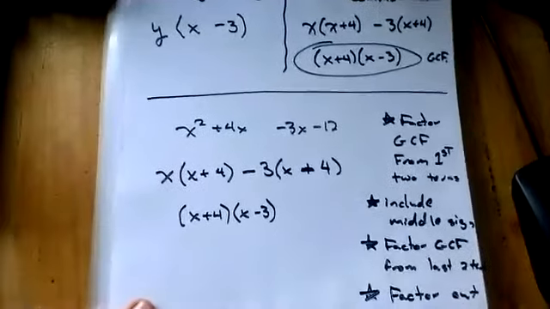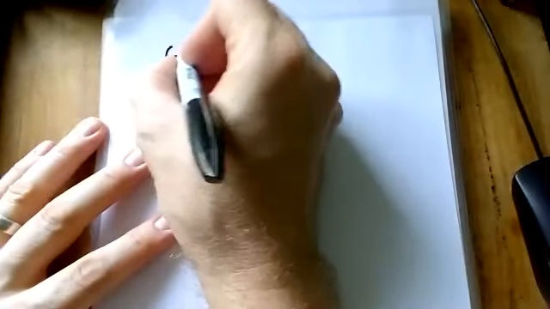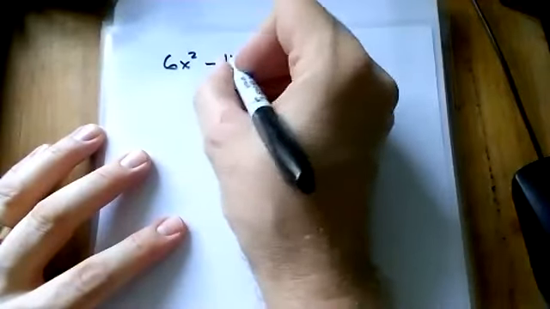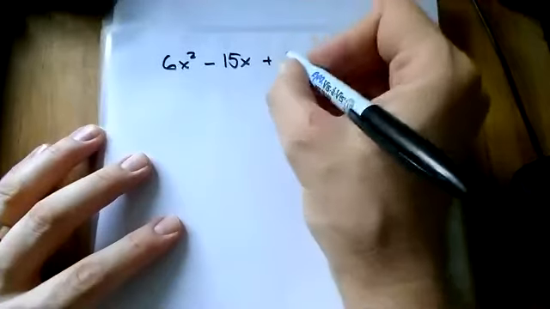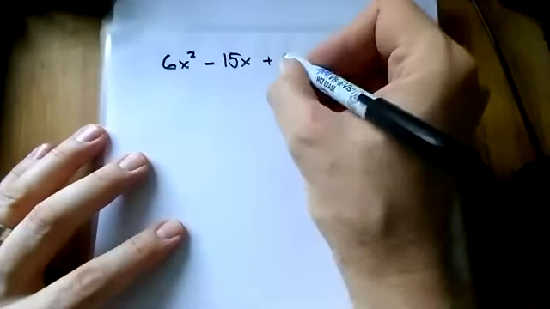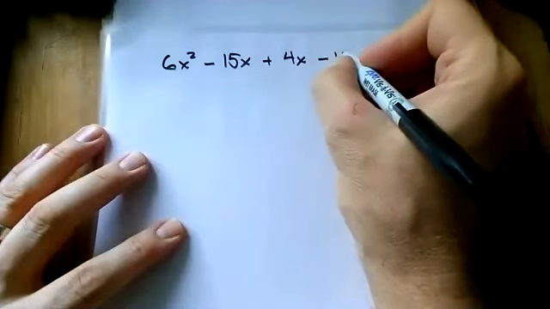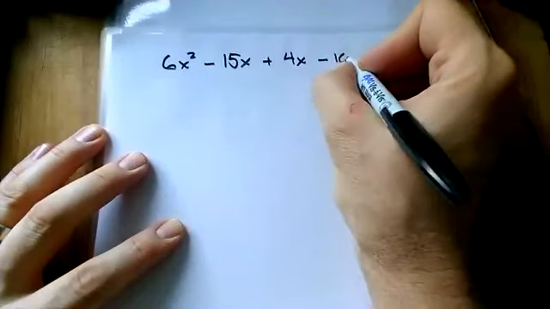Let's do this one more time. I'll give you one more example here. And I'm going to go for 6x squared minus 15x plus 4x minus 10.